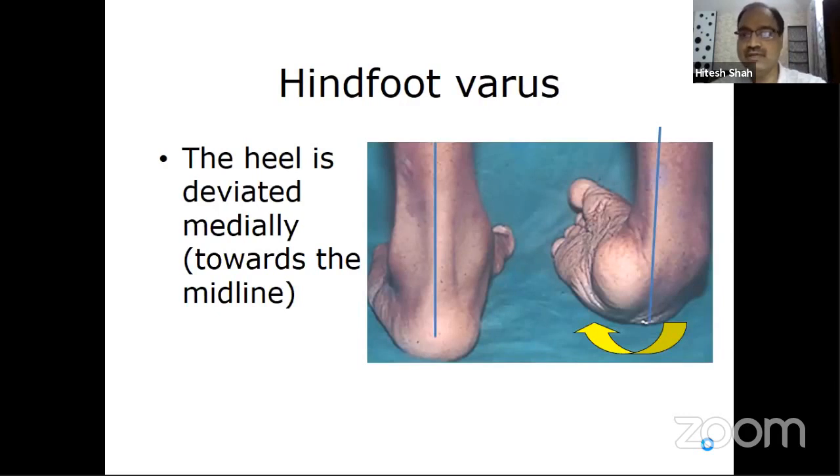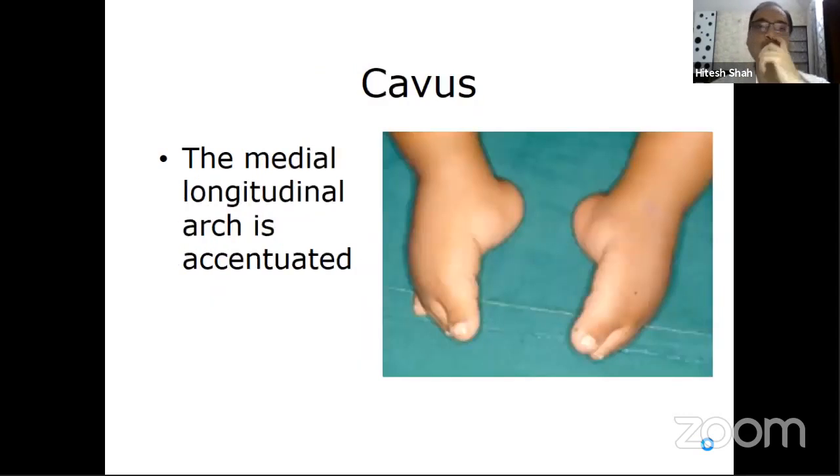So the hindfoot deformity would be best visible from the side and back. Another common deformity is the forefoot deformity. What are the forefoot deformities in the clubfoot? Forefoot adduction and cavus are the commonest deformities in a clubfoot. So how to identify the cavus?